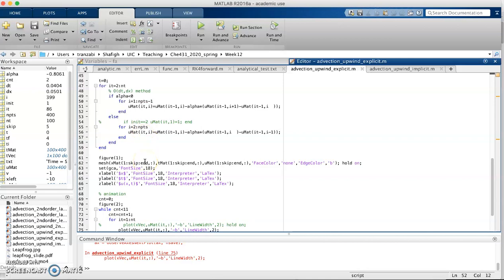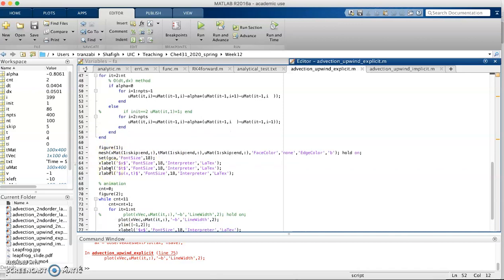Then we plot, and the way we plot, we use the x grid, and for every time point you have the values from UMAT, which is the concentration. So now we can plot concentration against time and space using the mesh grid.